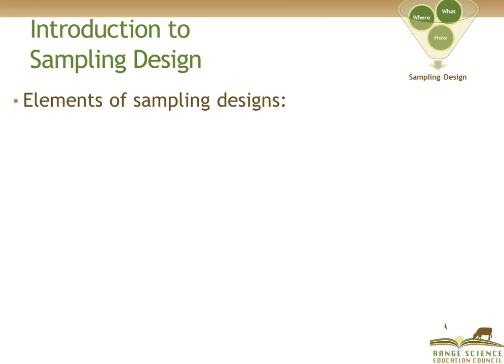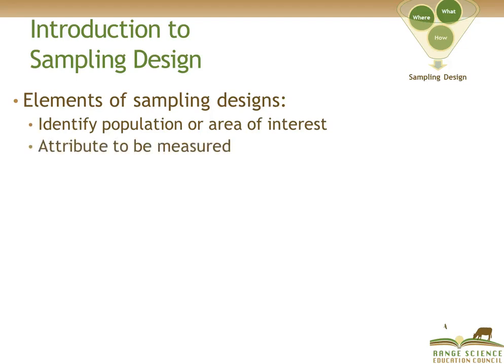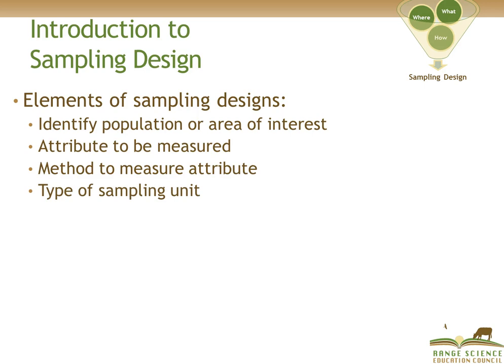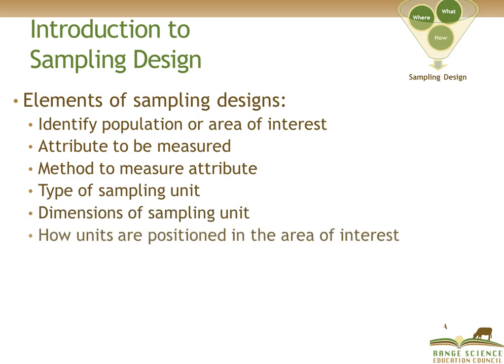There are numerous elements in sampling designs, and these include the identity of the population or area of interest that has to be very clearly stated, the attribute or attributes to be measured, the method that we're going to use to measure the attribute, the type of sampling unit, as well as the dimensions of the sampling unit.